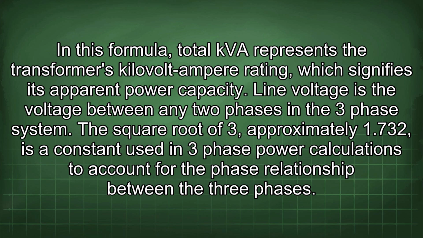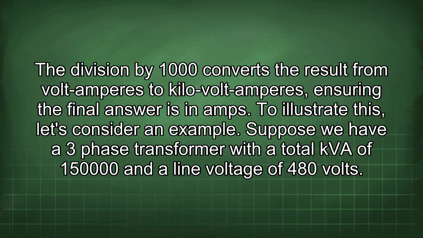In this formula, total kVA represents the transformer's kilovolt ampere rating, which signifies its apparent power capacity. Line voltage is the voltage between any two phases in the three-phase system. The square root of 3, approximately 1.732, is a constant used in three-phase power calculations to account for the phase relationship between the three phases. The division by 1000 converts the result from volt amperes to kilovolt amperes, ensuring the final answer is in amps.